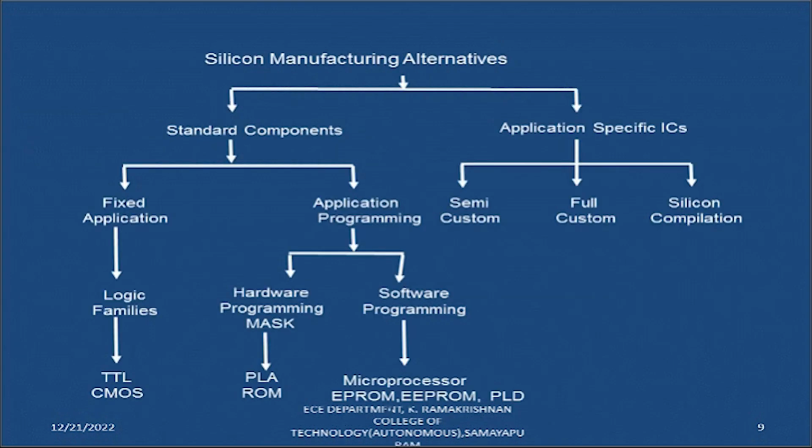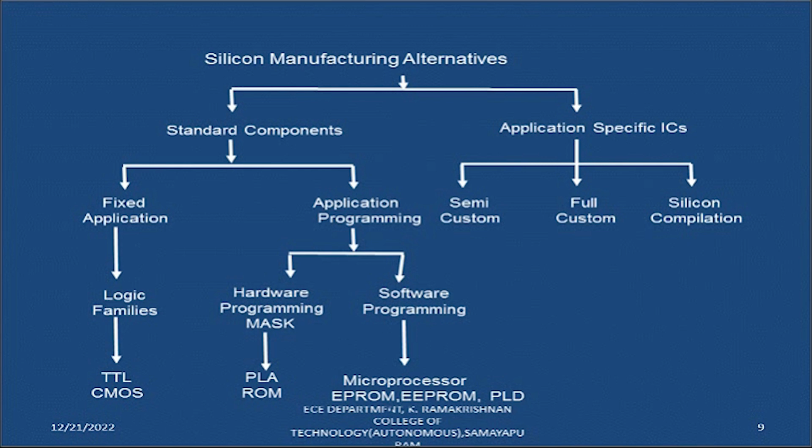So we can have various types of silicon manufacturing alternatives available. One is based on standard components, and the second is based on application specific ICs. If you take standard components, that is based on FPGAs, and application specific ICs are based on ASIC. A standard component is especially used for a fixed application as well as a programmable application. If it is a fixed application, we have logic families, which come under TTL and CMOS.